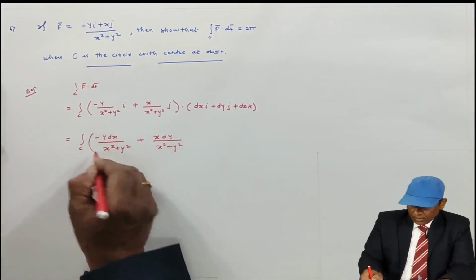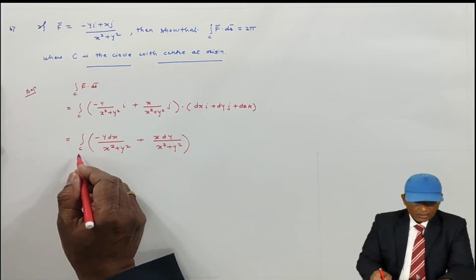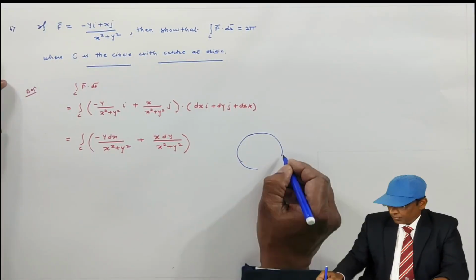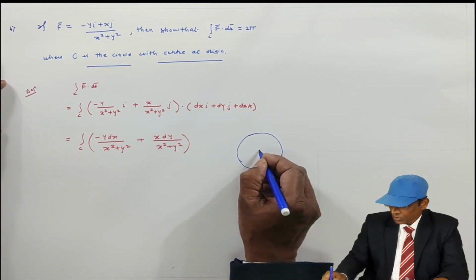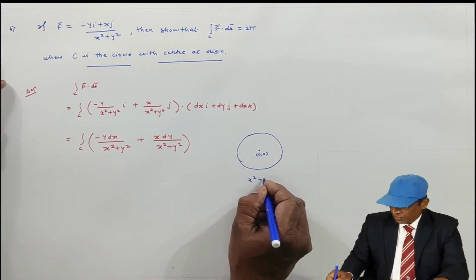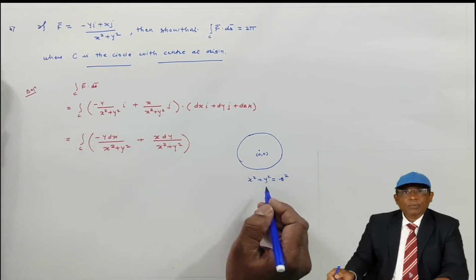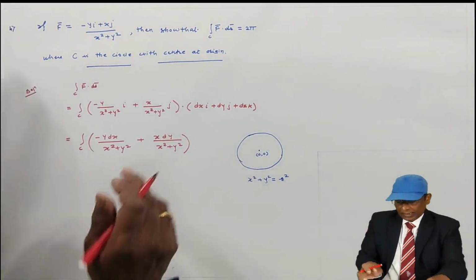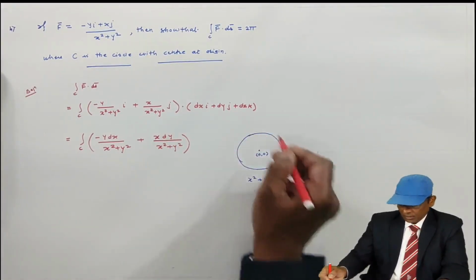Now this integral I am evaluating on the circle C, and the radius of the circle is not known, but the center is 0, 0. The circle is like this, the equation of the circle: x square plus y square is equal to r square. The center of the circle is 0, 0, and the radius is not given. This integral I am evaluating on this circle.